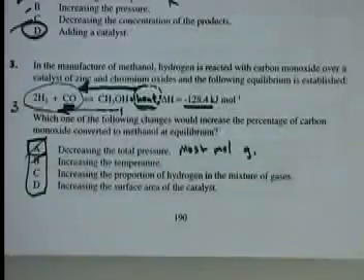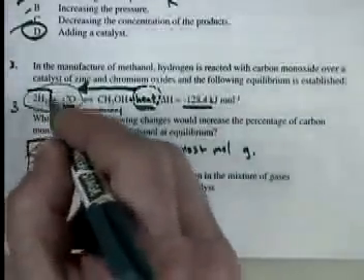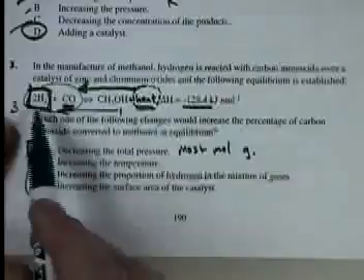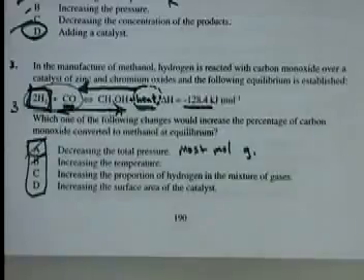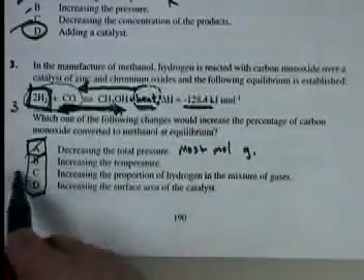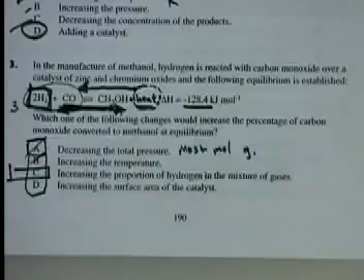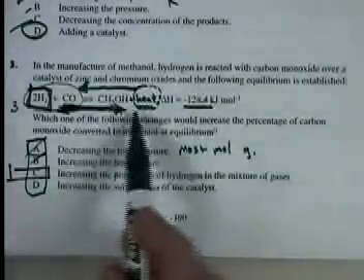Letter C says increasing the proportion of hydrogen gas in the mixture. Well, now we're increasing the concentration of this. We're adding more of this stuff. If we add more of this, it should shift the reaction to the right, because it wants to relieve that stress. And so we should be taking more of this carbon monoxide at the same time and shoving it to the right and making more methanol. So C is a pretty good choice. C is the best choice, actually, and it allows it to shift from left to right.